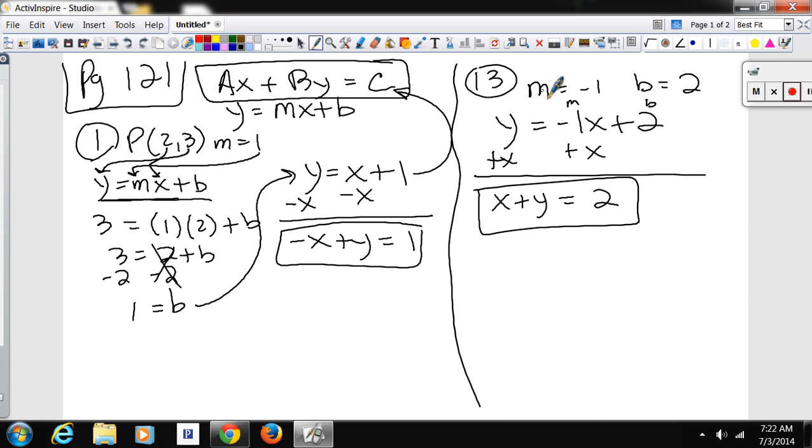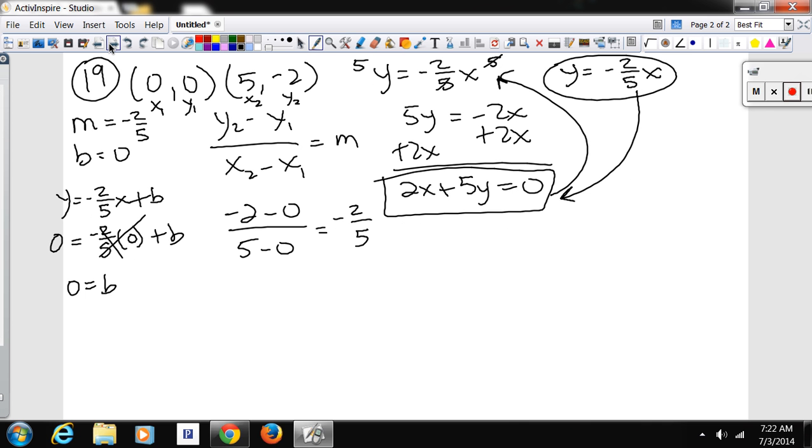On 13, they're going to give you m and they're going to give you b. So they're going to be a lot easier. So you're going to do 1 through 6 like this, and then you're going to get to 13 through 18, and you're going to use this right here. m is negative 1, b is 2. Plug it right in. y equals mx plus b. Move the x to the other side because you need x and y together for standard form, and you have your standard form equation. So 13 through 18 should not take you very long. Pause it if you need to catch up, just pause it.